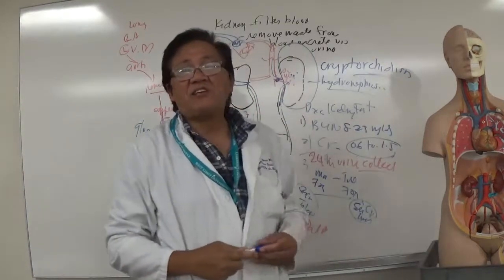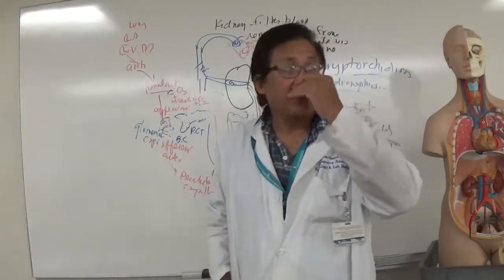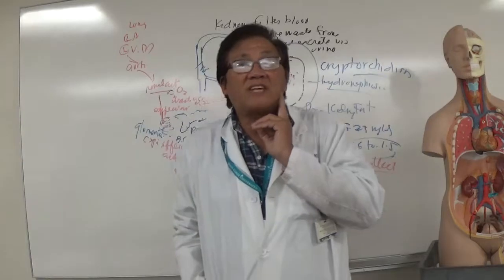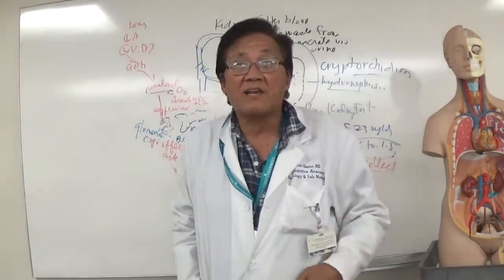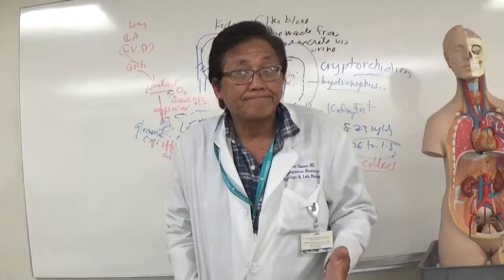Now, why is it dangerous to have a patient with cryptorchidism? One is that it can lead to what? Testicular carcinoma. Secondarily, they become what? Sterile, because all the sperms are dead.